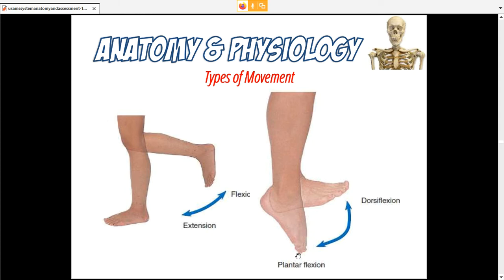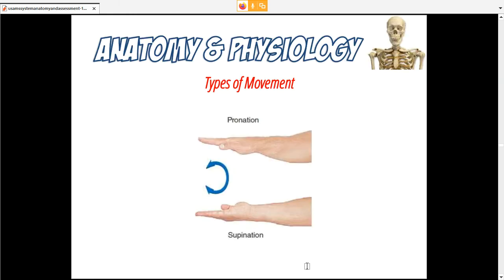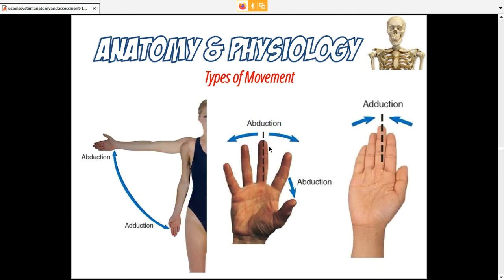Okay, when you stand on the toes, that is called plantar flexion. When you stand on the heel, that is called dorsiflexion. And keeping your entire upper limb from the elbow joint to the hand upwards, projecting it upwards, that is called supination. Projecting it downwards, that is called pronation.